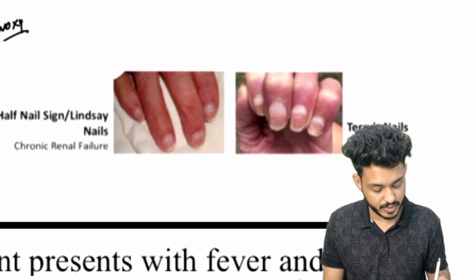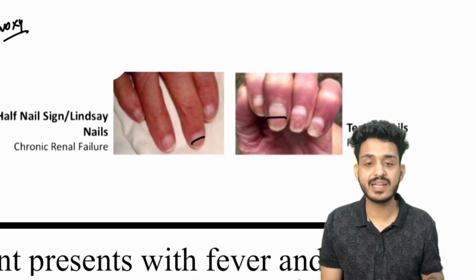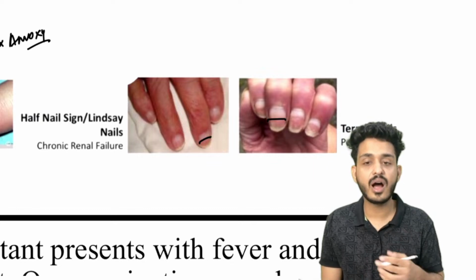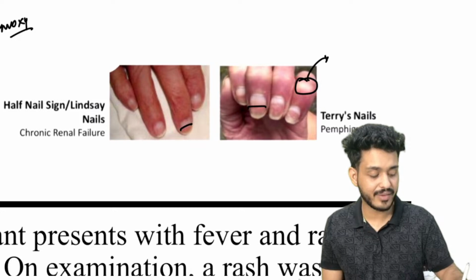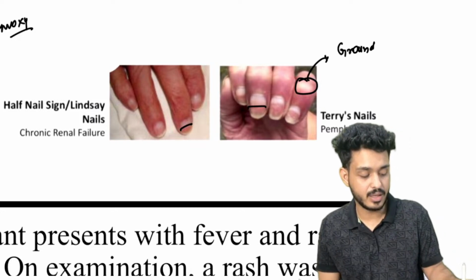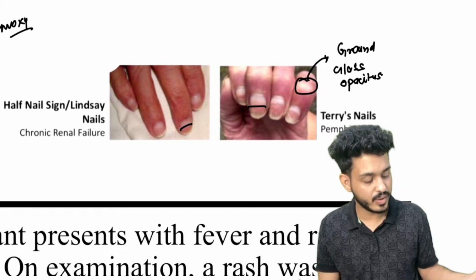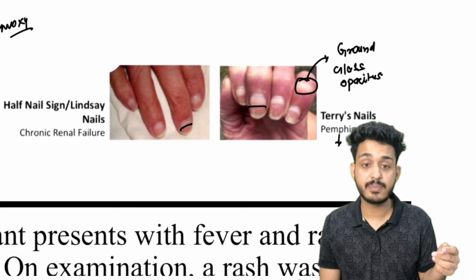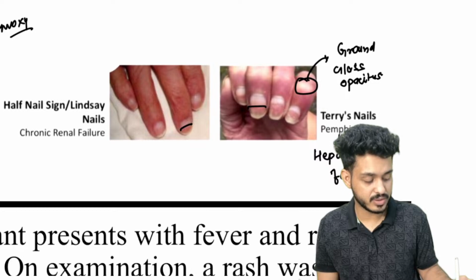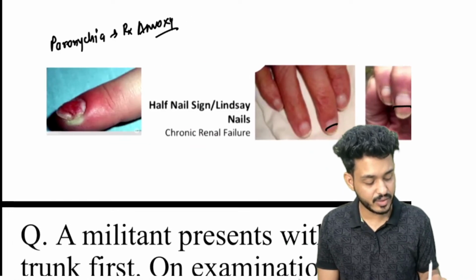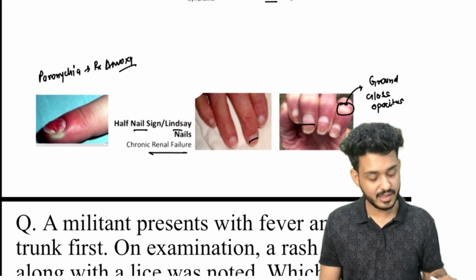What is the difference? You can see half nail will be having erythema. Here also half nail will be having erythema. How will you differentiate between half nail sign, Lindsay's sign, or terry's nail? Just look here, guys. You are having ground glass opacities here. Terry's nail is a feature you will be finding in pemphigus. Apart from that, in hepatic failure patient also. Okay, half nail sign or Lindsay's nail you will be finding in CRF patient, that is chronic renal failure patient.